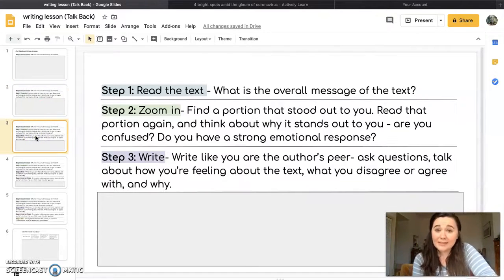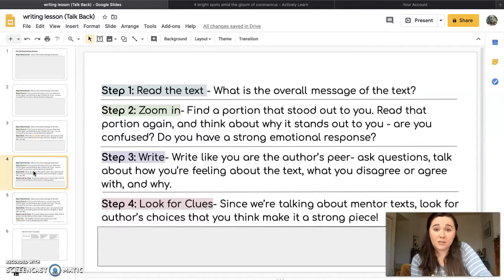Then you're going to write. So you're going to write like you are the author's peer. This is important because then you'll be writing more freely, and you won't be afraid to ask questions that you might not otherwise ask. So you're going to ask questions like you would with a friend, talk about how you're feeling about the text, what you disagree with, agree with, all of those things that you just reflected on.